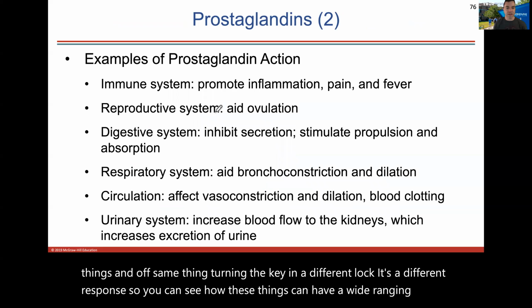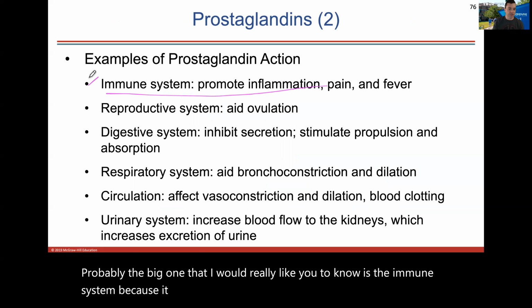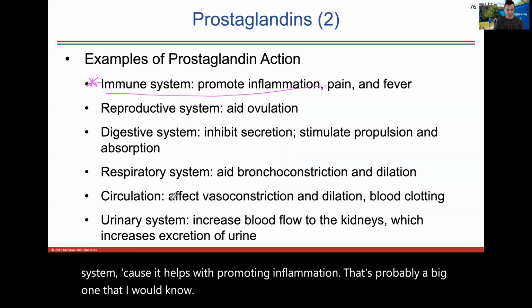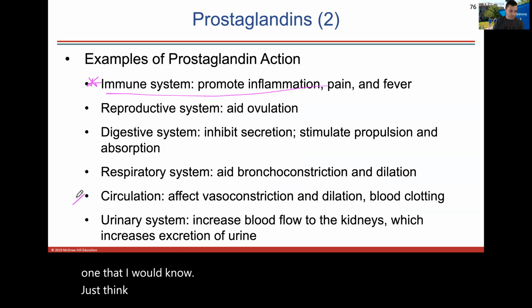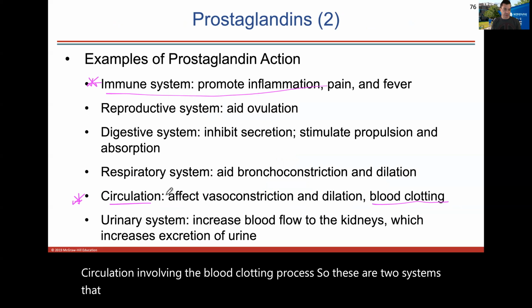Probably the big one that I would really like you to know is the immune system, because it helps with promoting inflammation. That's probably a big one that I would know. Trying to think of later in the semester. Oh, circulation, involving the blood clotting process. Okay, so these are two systems that I would talk about.